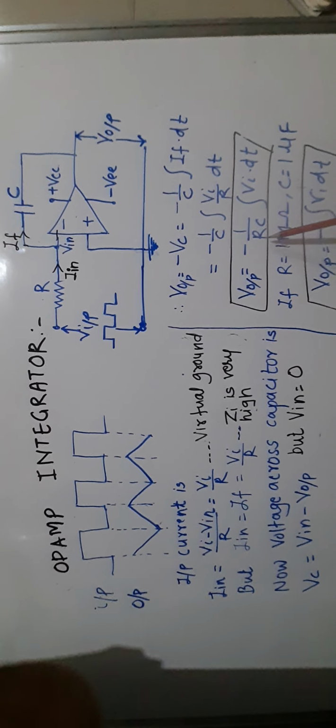Now if we choose R equal to 1 megaohm and C equal to 1 microfarad, then mega is 10 raised to 6 and micro means 10 raised to -6, so they cancel each other. So Vout will be minus the integration of Vi dt. So the output voltage is nothing but the integration of the input voltage. This is the final equation for the op-amp integrator. As it is an inverting op-amp, that's why we get the minus sign.